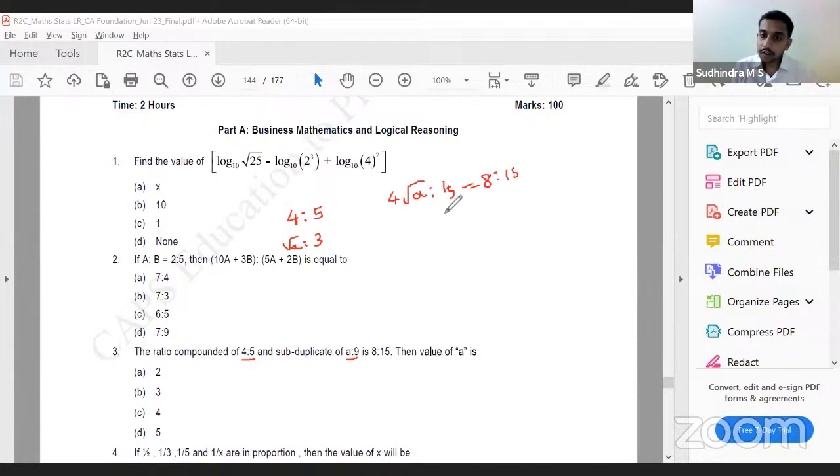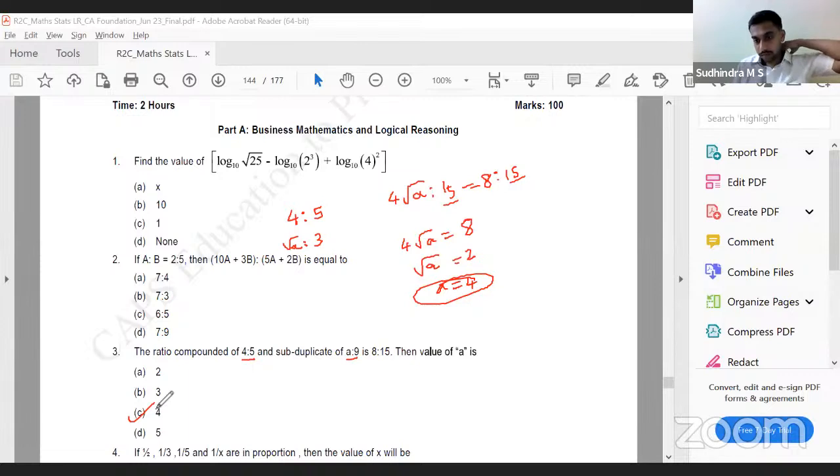So the consequents, 15 and 15, match. So I can equate the antecedents. 4 root A is equal to 8. Therefore, root A is equal to 2. Squaring on both sides, A is 4.